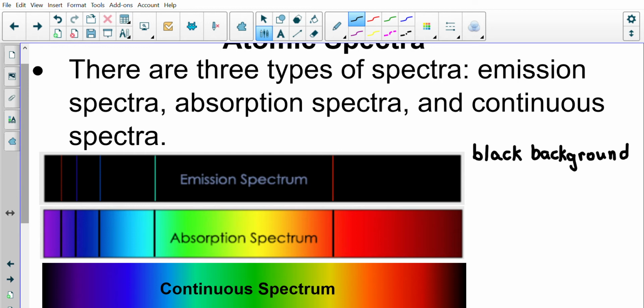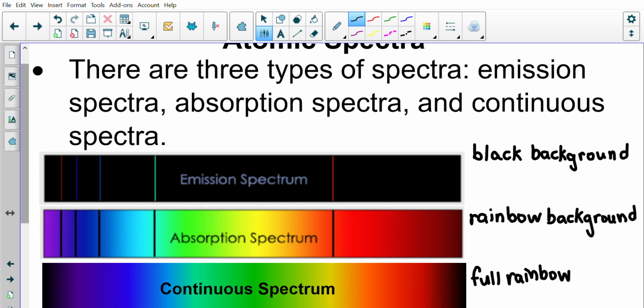And then we have an absorption spectrum, which is basically the opposite. We have a rainbow background with black lines. And then finally, we have our continuous spectrum down here at the bottom. That one has no lines in it at all, so no gaps. So we can say that it's a full rainbow.